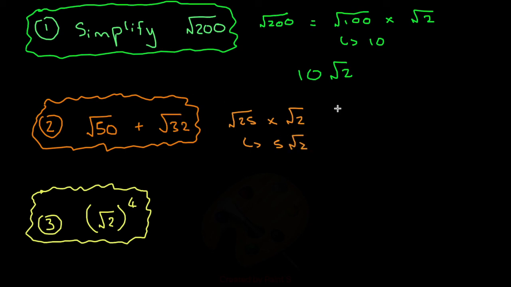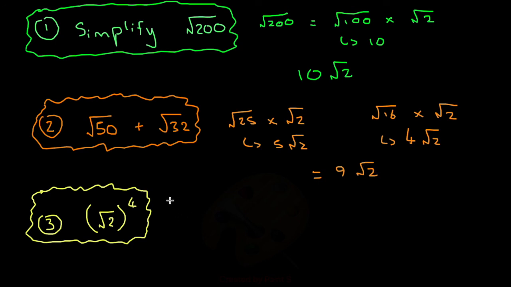Now let's do the same for 32. What's the biggest whole square? I think it's 16. And of course 16 is 4 squared. So we can write this as root 16 times root 2. And root 16, again, is 4. So we can write this whole thing out as 4 root 2. And now to finally answer the question, what's 5 root 2 plus 4 root 2? So, because they have the same base, we can add them together. So we can add the 5 and the 4 together. And our final answer is going to be 9 root 2.